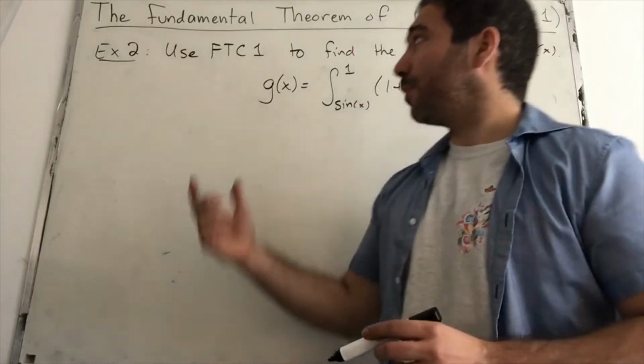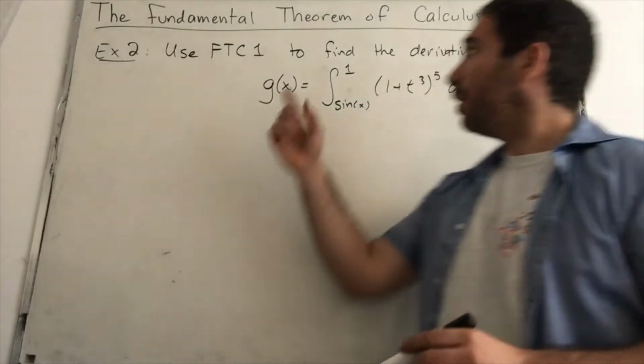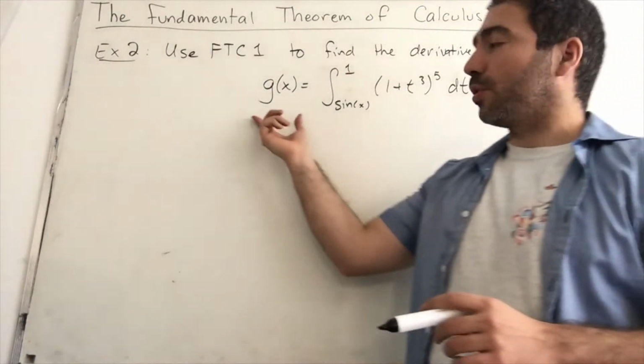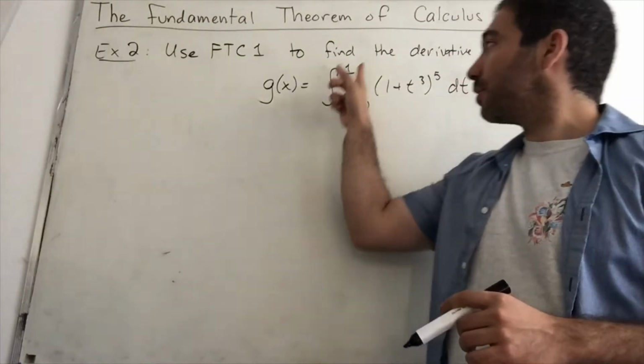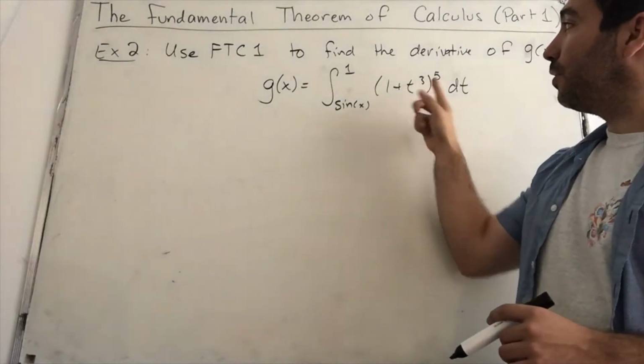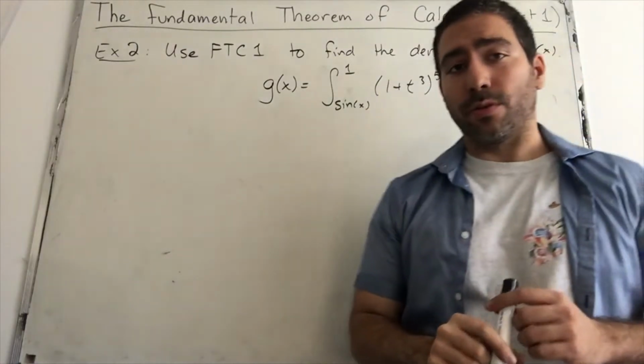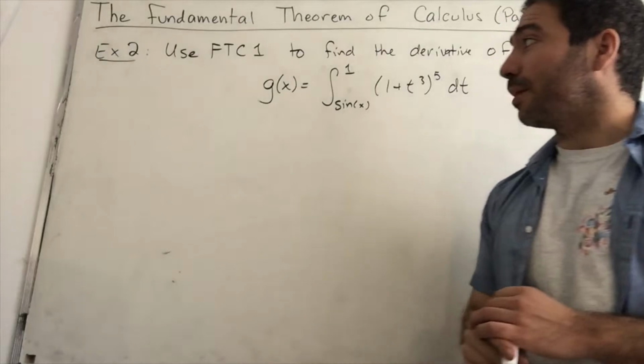So here in our second example, we have to use again FTC part 1 to find the derivative of g of x. So we're looking for g prime of x, and g of x in this case is equal to the integral from sine x to 1 of (1 plus t cubed) all to the 5. So pause the video, try to attempt this on your own, see if you're able to solve.